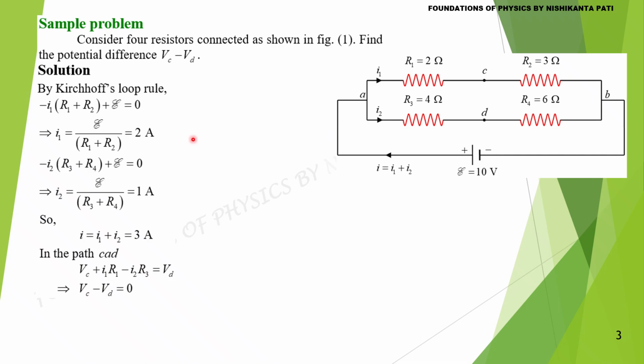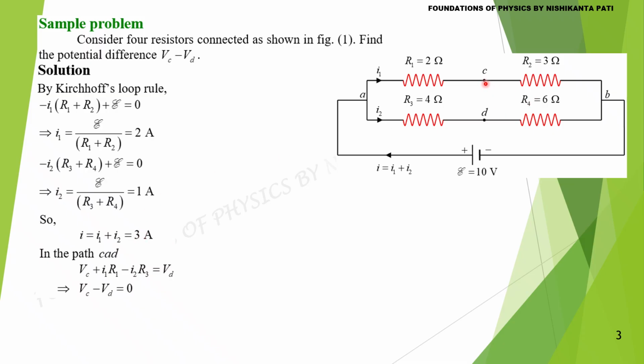By KVL in this loop, minus I2 R3 minus I2 R4 plus E equal to 0. So I2 is 1 ampere. Hence I is equal to 3 ampere coming.